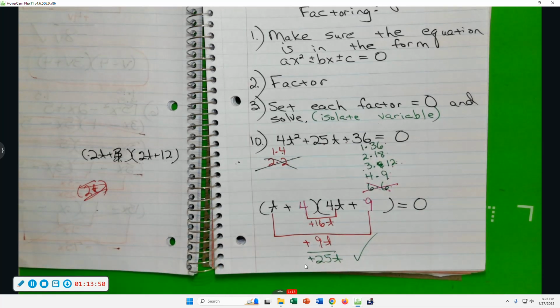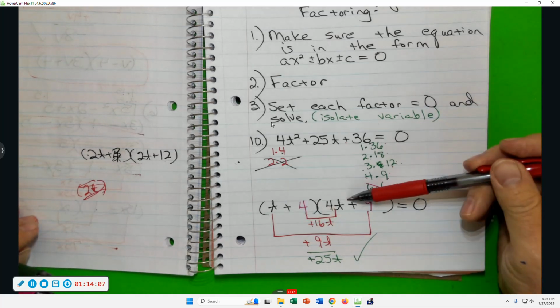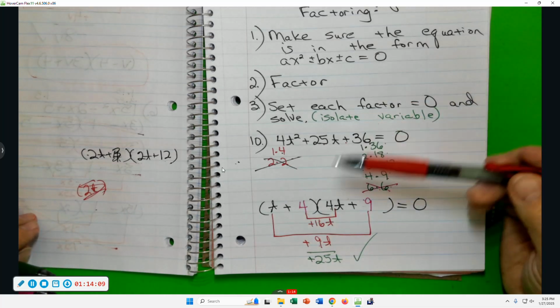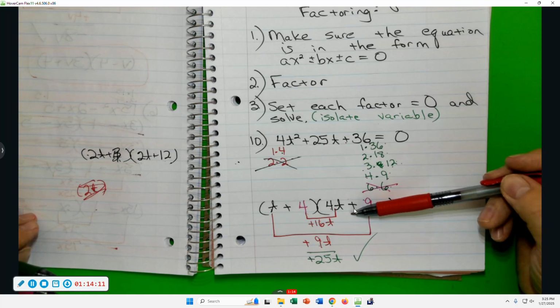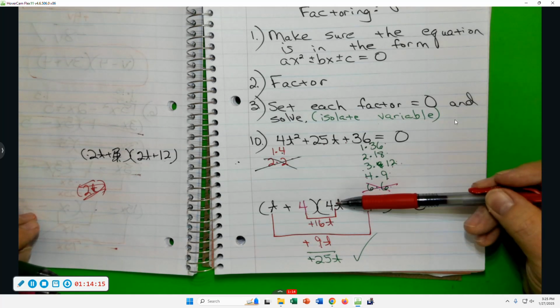I have it factored, but we're not through with the problem yet. If the instructions had just said factor, you type these 2 sets of parentheses in, but it doesn't. That's the new step. Now, the only way a product can equal 0 is for one or more of the factors to be 0. So we have to set each factor equal to 0 and solve for the variable.